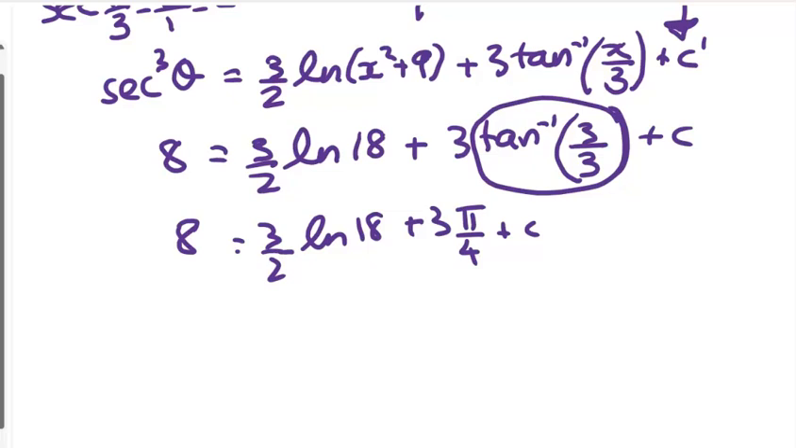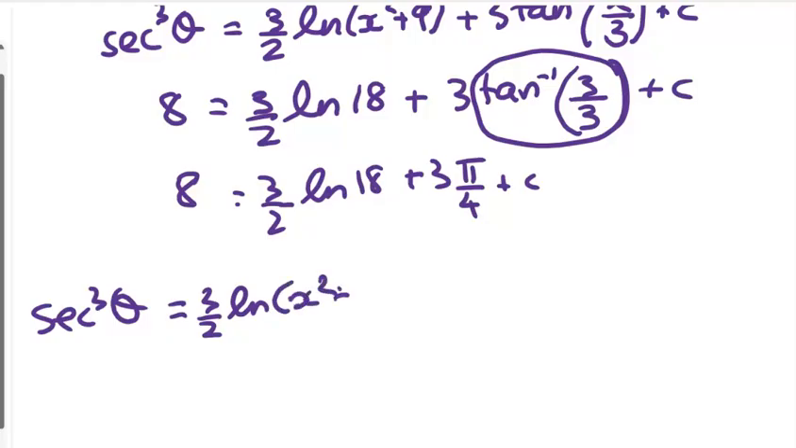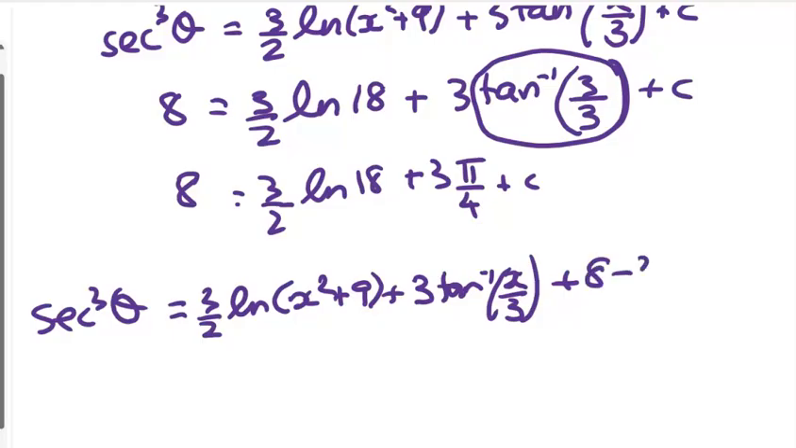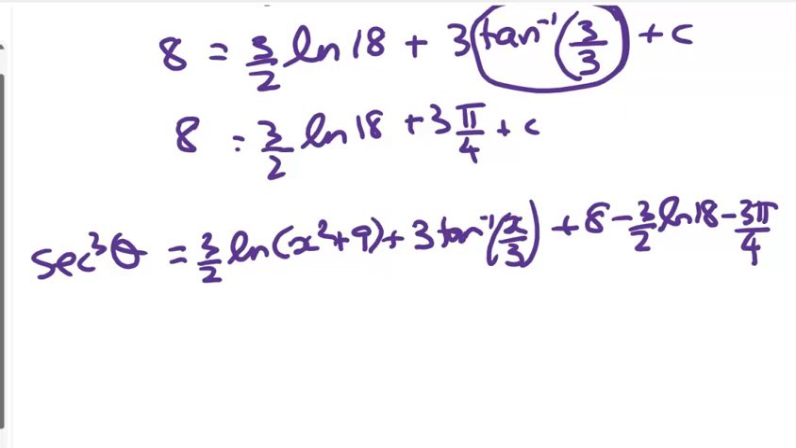So that's all quite messy, but that's okay. It's not too hard. So we've got sec cubed of theta is equal to 3 over 2 ln of x squared plus 9 plus 3 tan inverse of x on 3. And now I need my plus c. So plus c will be plus 8 minus 3 on 2 log of 18 minus 3 pi on 4. Right, so pretty mucky, almost solution.